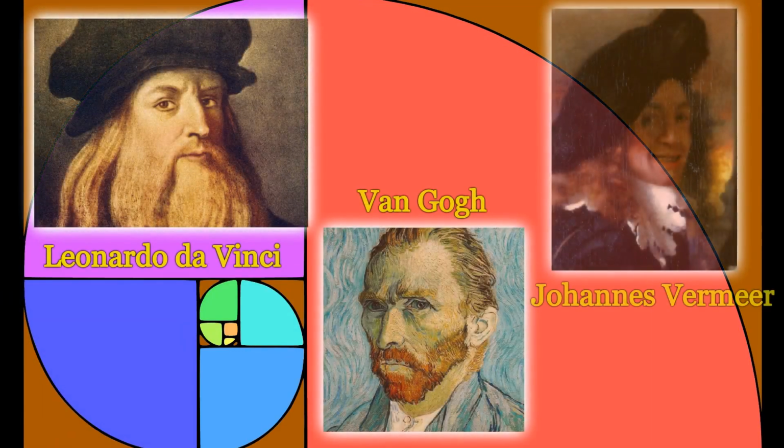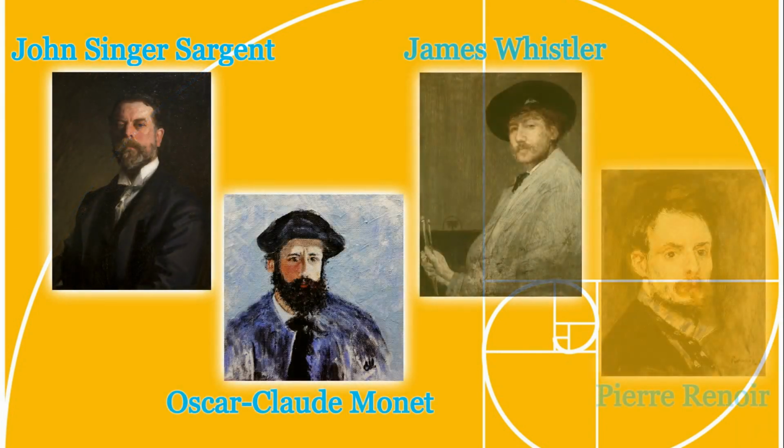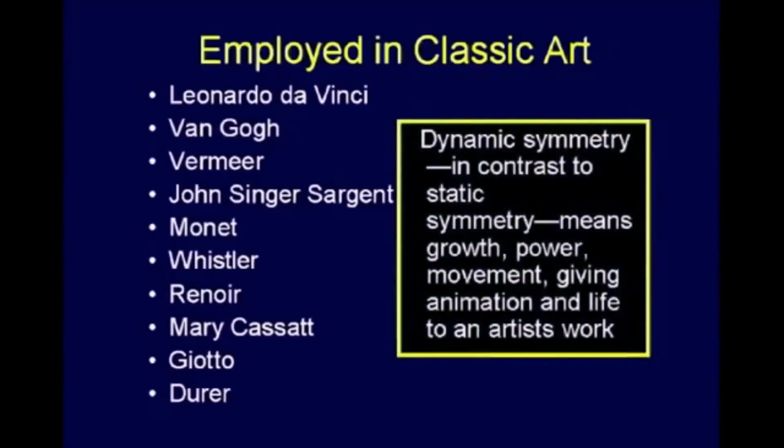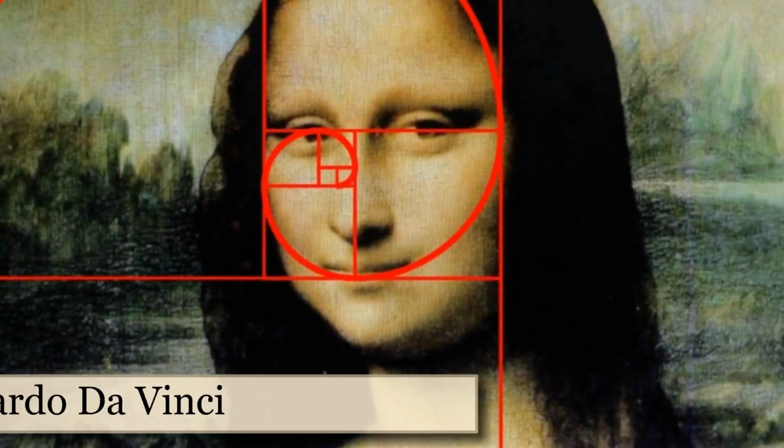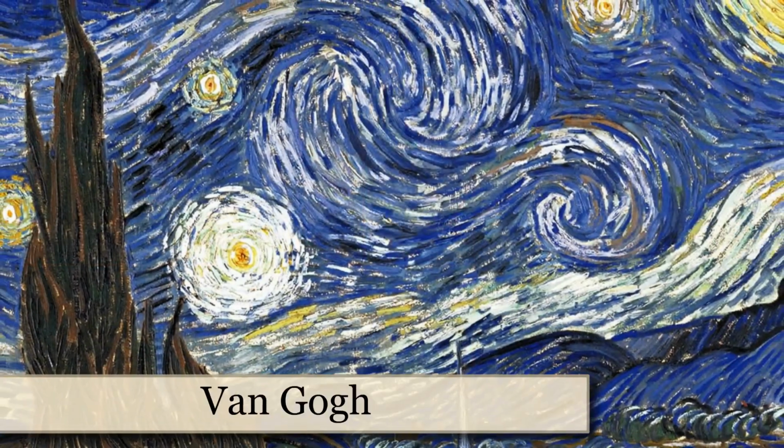In art, Leonardo da Vinci, Van Gogh, Vermeer, John Singer Sargent, Monet, Whistler, Renoir, many artists recognized that by building their art on that golden rectangle, it gave it vitality and movement. And it was the dynamic, what they call dynamic symmetry, in contrast to static symmetry. So it implies growth, power, movement, and gives animation, and so forth. And the artists have discovered that, and if you're a student of art, you're well acquainted with this.